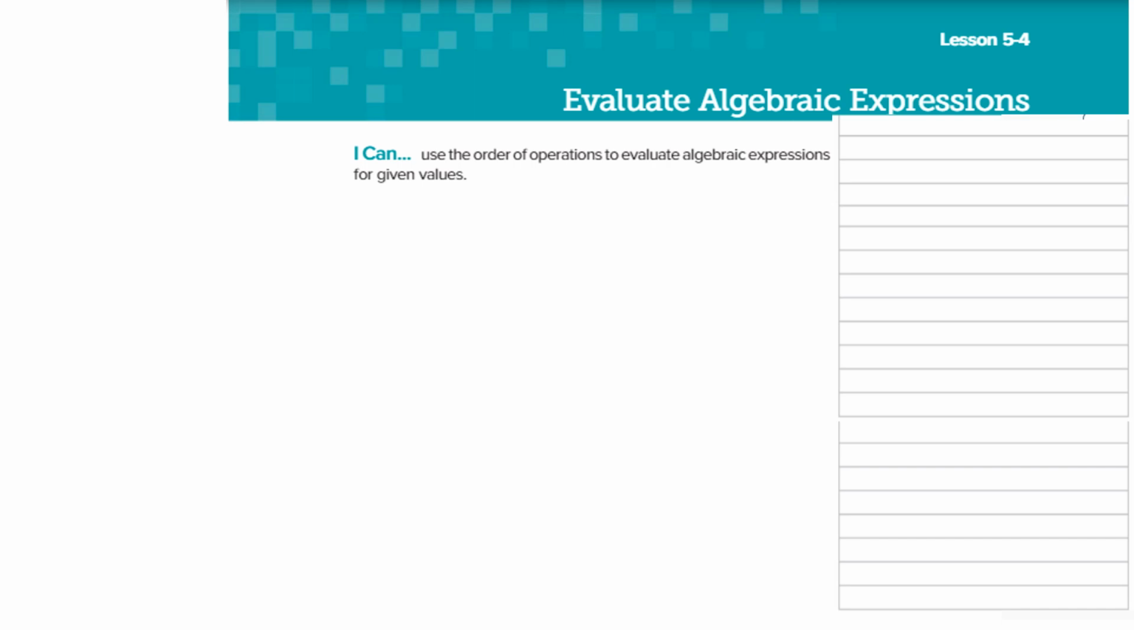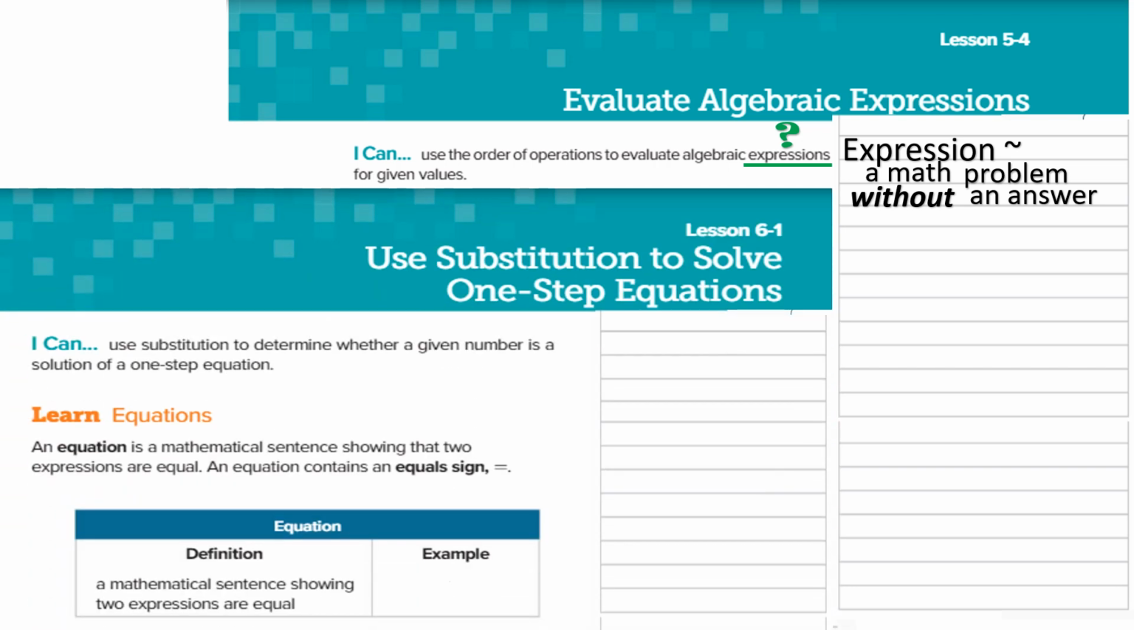In Unit 5, we focused on the word expressions. And we said that expressions are any math problem that does not have an answer with it. And now we're going to go into that other type of math problem, an equation. An equation starts with equa, which is where we get our word equal. So we know there's going to be an answer with it.